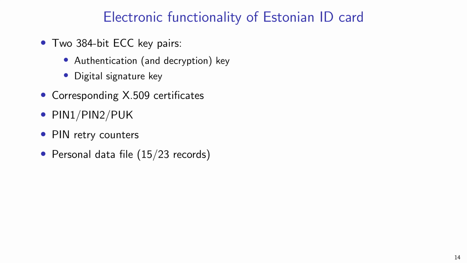Then there is a publicly readable personal data file which contains the same data as is printed on the ID card. Previous generation ID cards had 15 records, while the latest generation ID card has 23 records in the data file. Then the older generation cards have key usage counters, which show how many times cryptographic operations have been performed with the authentication and digital signature keys, and these counters are publicly readable.